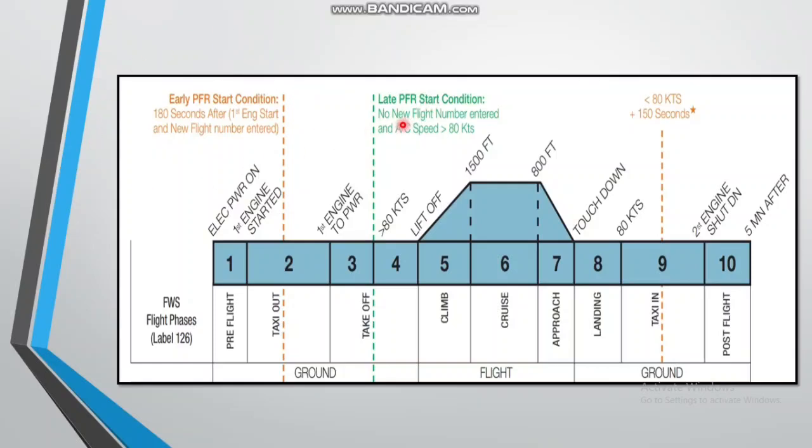Later, in case you forget to enter the flight number and aircraft speed is more than 80 knots, then the second point will be there, and start time will be calculated from here. And less than 80 knots plus 150 seconds, you will find the end time of the PFR. So this is good to know if you're correlating with the flight phase or PFR report. So you'll find the start and end time from this phase only.